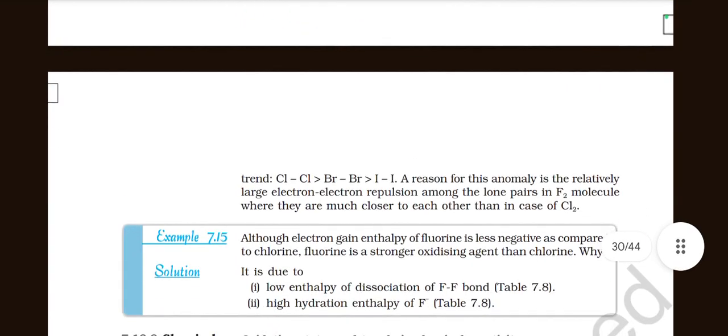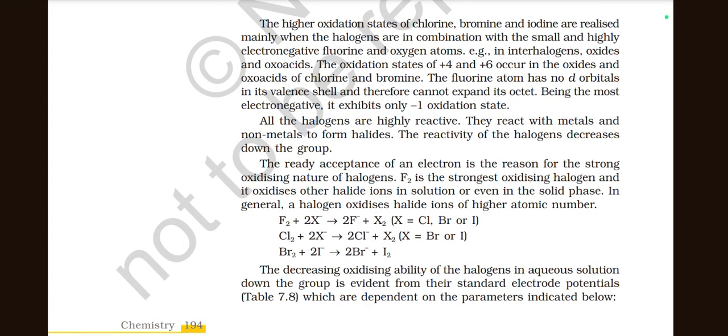Chemical properties. The higher oxidation states of chlorine, bromine, and iodine are exhibited mainly when the halogens are in combination with the small and highly electronegative fluorine and oxygen atoms. For example, in interhalogens, oxides and oxoacids, the oxidation states of +4 and +6 occur in the oxides and oxoacids of chlorine and bromine. The fluorine atom has no d orbitals in its valence shell and therefore cannot expand its octet. Being the most electronegative, it exhibits only the -1 oxidation state.